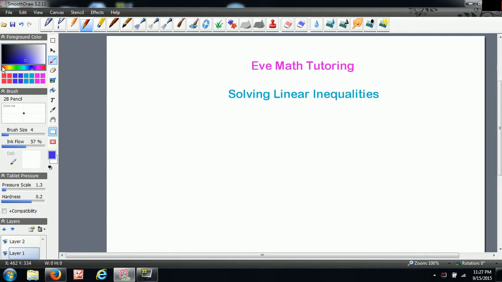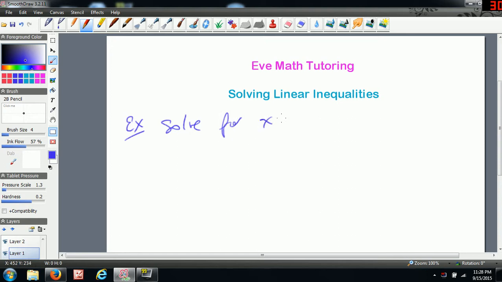Today's lesson is on solving linear inequalities. When you're solving inequalities, you're going to solve them the same way as you would solve an equation. However, instead of an equal sign, you're going to have either a greater than or less than sign, or greater than or equal to, less than or equal to sign. So I'm going to start with an example.